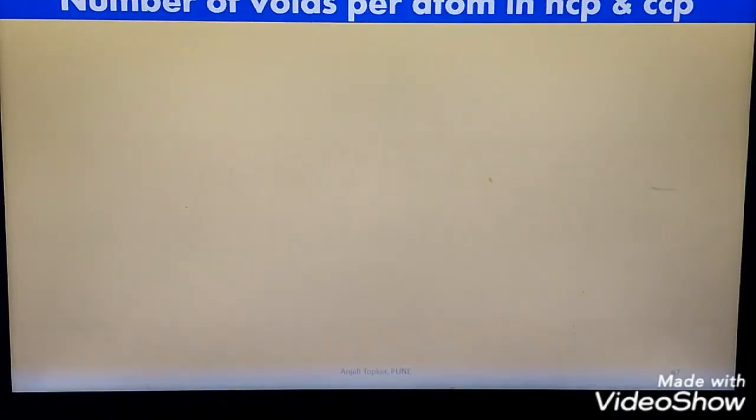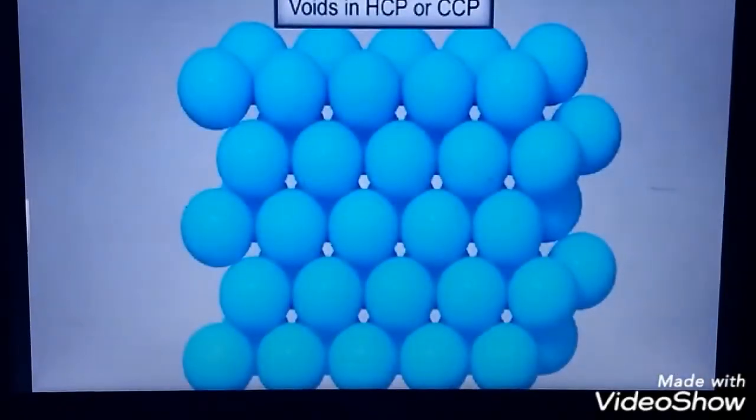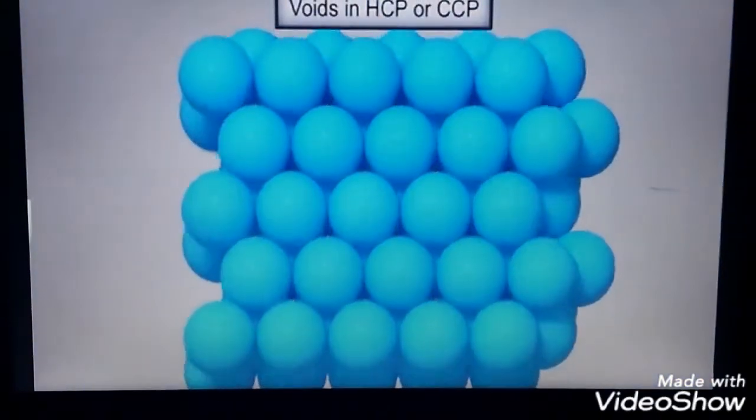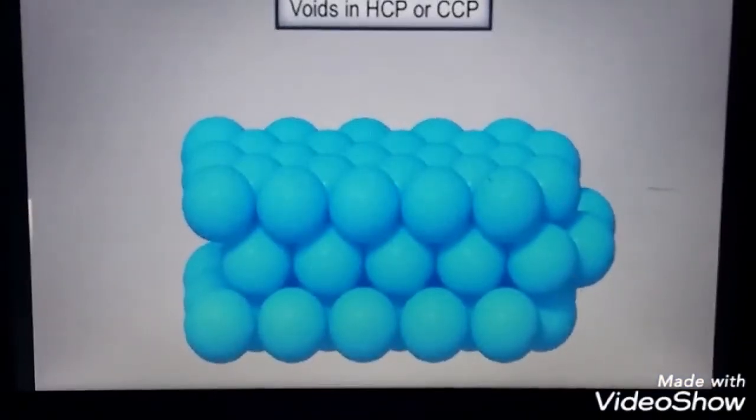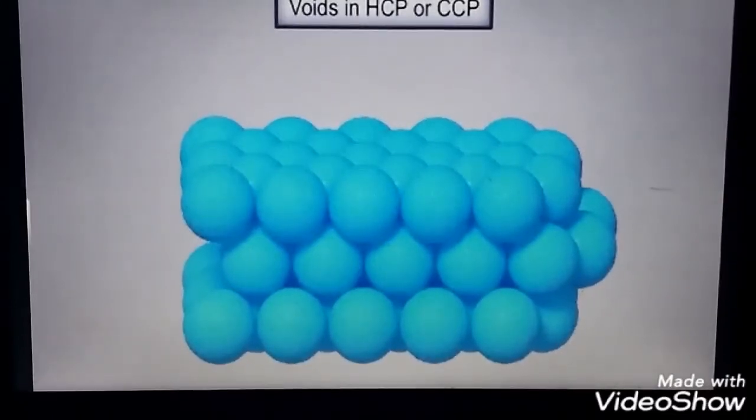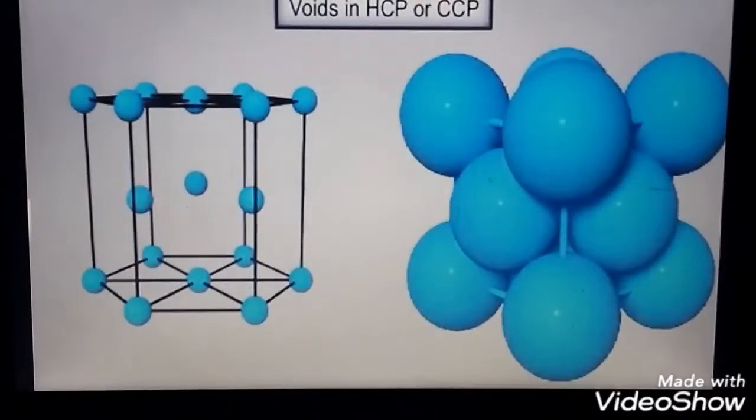Number of voids per atom in hexagonal close packing and cubic close packing. Let us now understand the number of tetrahedral voids and octahedral voids in this arrangement.